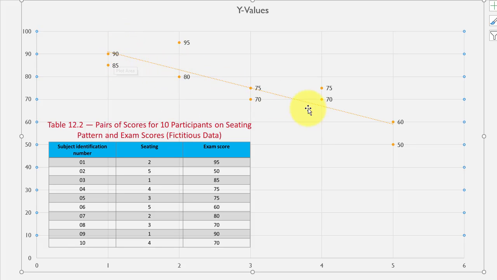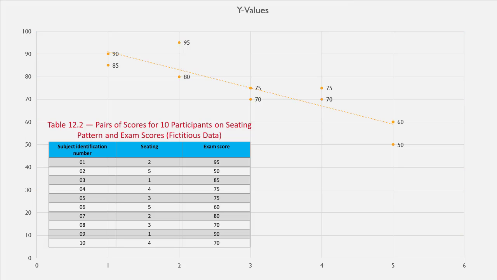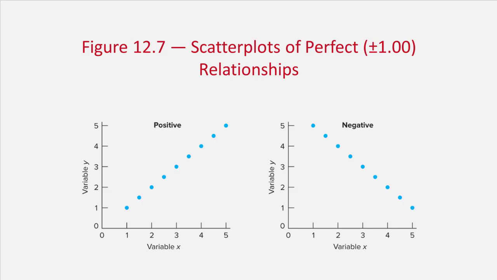But you can also see that when this trend line is established, it tends to go down, whereas the row number increases, the exam score decreases. Almost forgot what we were measuring. The exam score decreases. That's a negative relationship or a negative correlation. So the correlation does come in positive and negative. So let's take a look at that real quick.